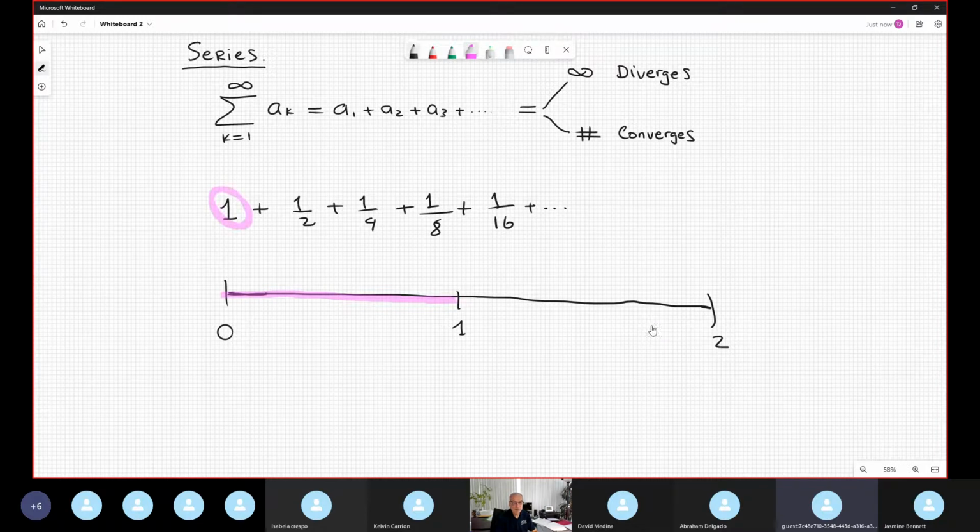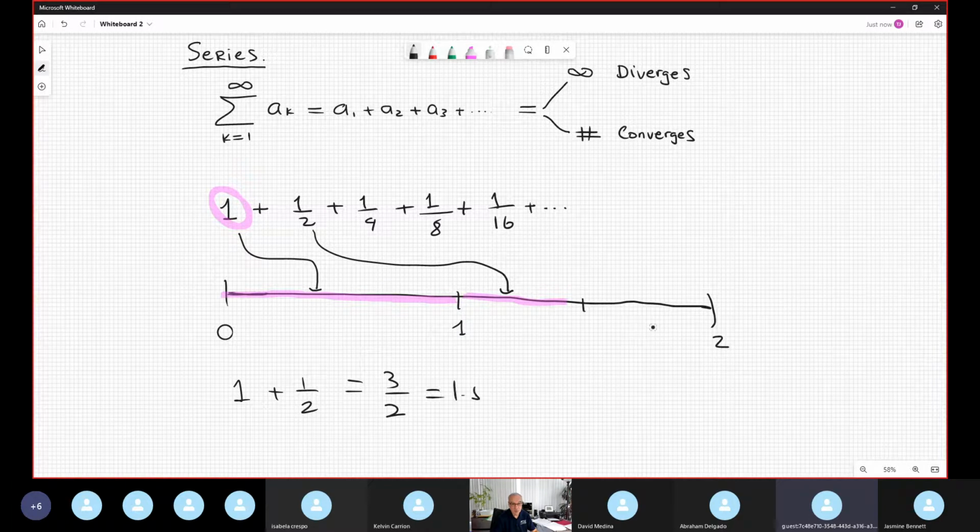The second in the summation is 1/2. After adding one half, we get to this point. So this segment is one, this segment is one half. Together, one plus one half is three halves, which is 1.5. It's no secret. Look, 1.5. And so on, and so on. Then what's the next? The next is 1/4, where you take that segment divided by 2 again. And 1/8 is half of this. You see that any element that you add in the series is smaller, smaller, smaller.